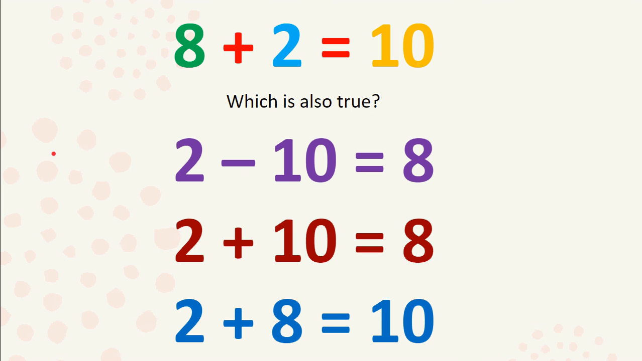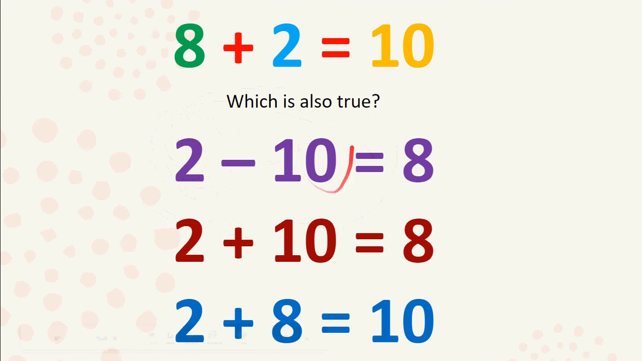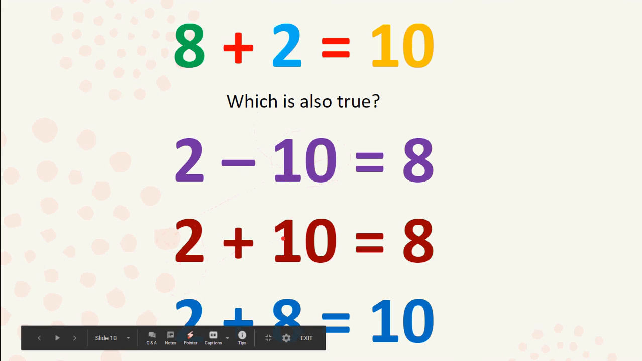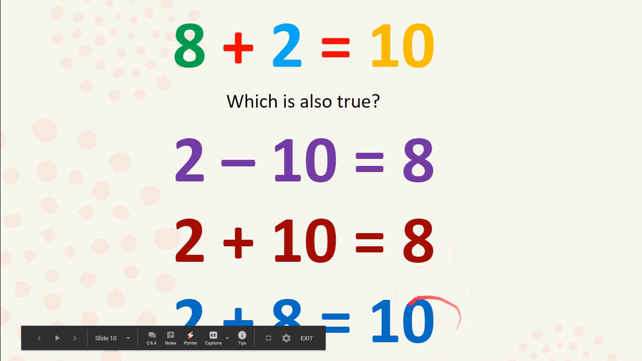Same thing here. 8 plus 2 equals 10. What can we assume is also true? All we have to do is flip the 8 and 2 down here. If I look at these two math sentences, there's no way this can be true. If I have $2, how can you take away 10 from me? If I have $2 and you give me 10 more, how am I only going to have 8? 10 is bigger than 8, so that doesn't make sense either. This can be the only option.